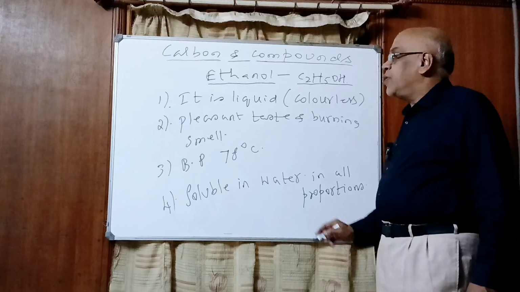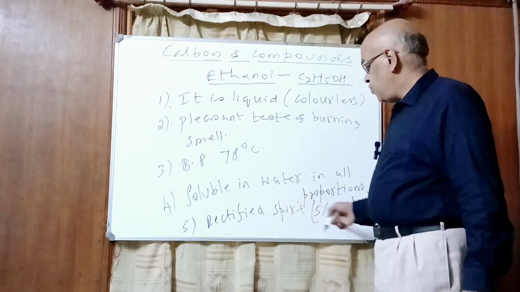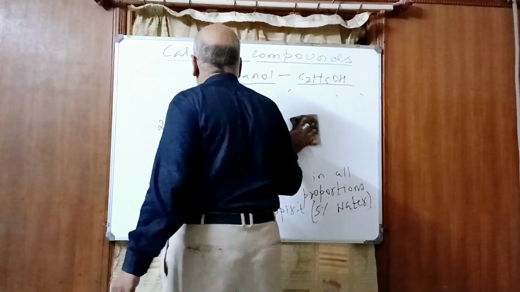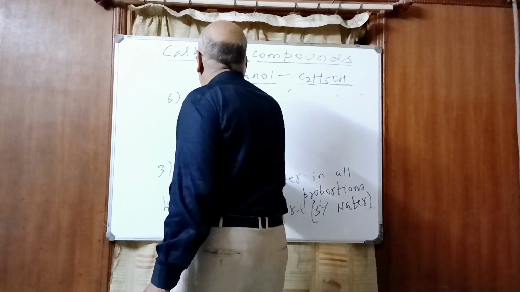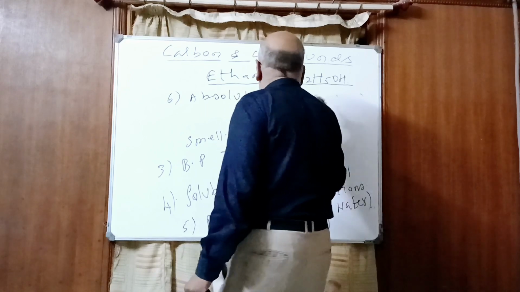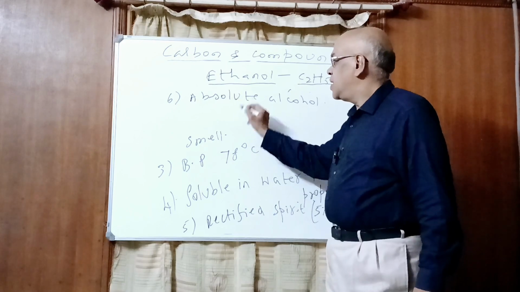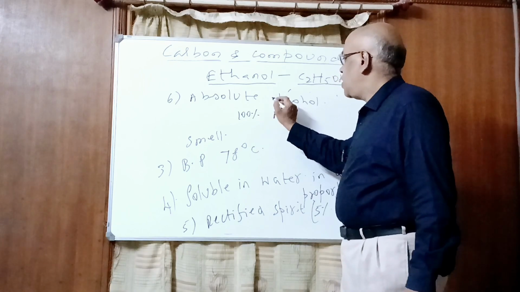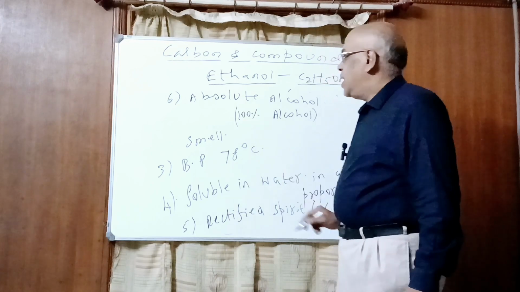Very important properties. Then the fifth one, children: ethanol containing 5% water is called rectified spirit. Sixth point: absolute alcohol. Absolute means what? 100%, which is pure. What is absolute alcohol? 100% pure alcohol. Absolute alcohol means 100% alcohol. It contains nothing else.